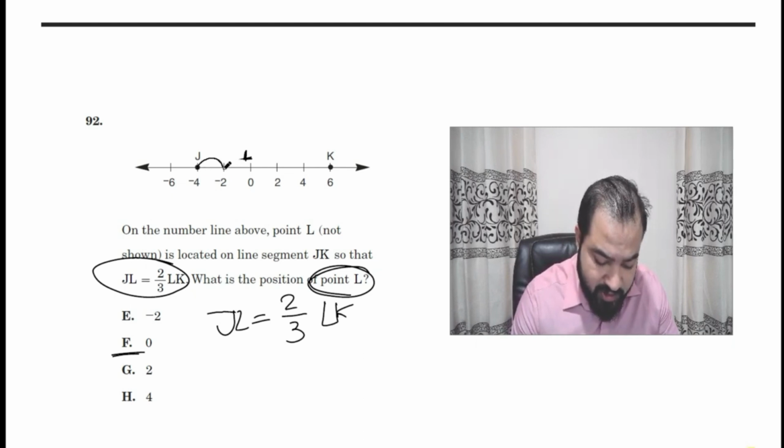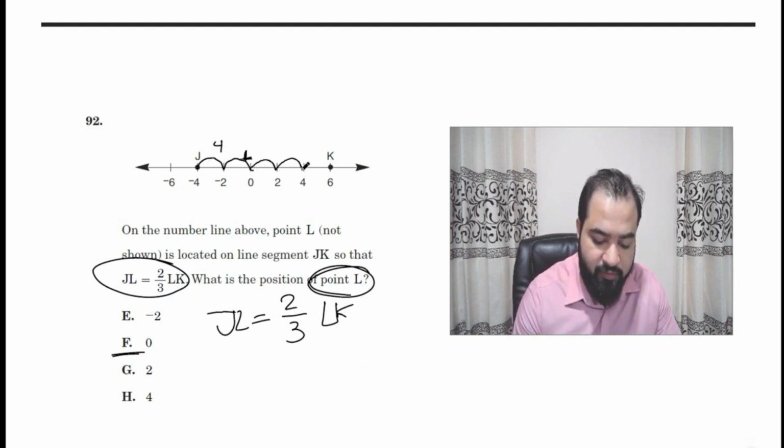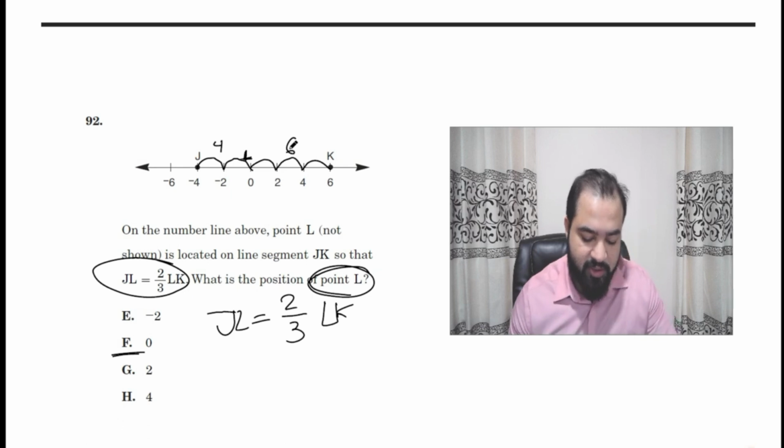So here to here is 2, and then here to here is 2 more, so that's 4. So J to L is 4. Now L to K is what? Guess what, guys? 2, 4, 6. So L to K is actually 6.